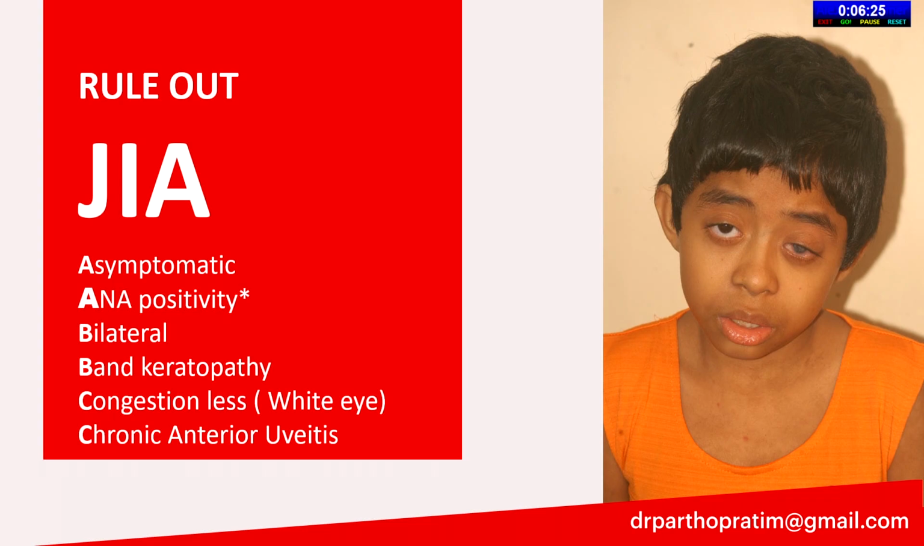So very importantly, you have to differentiate. You have to think of JIA. I always tell the ABC of diagnosing JIA. Juvenile idiopathic arthritis can be asymptomatic, though it is not mandatory, but most of them show ANA positivity. It is bilateral, often associated with band-shaped keratopathy, and these are notoriously white eye uveitis, with no congestion you will see, and the course is chronic anterior uveitis.